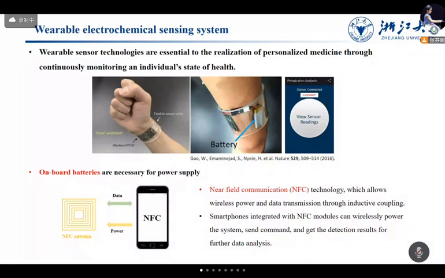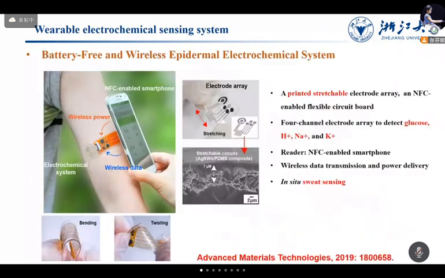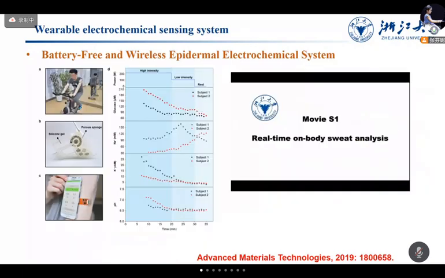We all know we use NFC to purchase, right? We use NFC to communicate with our cell phones. So based on this cell phone-based NFC, they developed a lot of cell phone-based devices. This example is a battery-free and wireless electrical system for sweat. They can continuously monitor the glucose and also the ions.